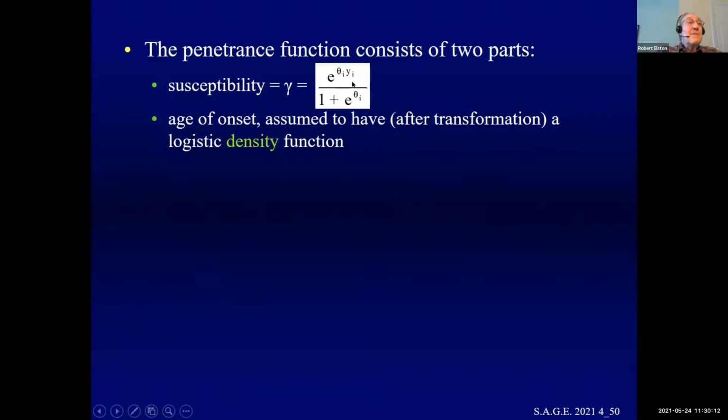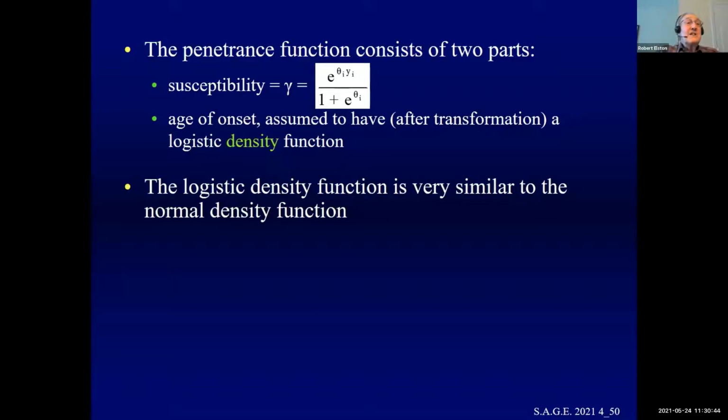logit. And for age of onset, is also assumed after transformation to be a logistic density function. We always think of the logistic as the cumulative logistic. These are what people think of, but there is also a logistic density function, which is almost identical to a normal density function. They look pretty much the same once you standardize them to have the same mean and variance.